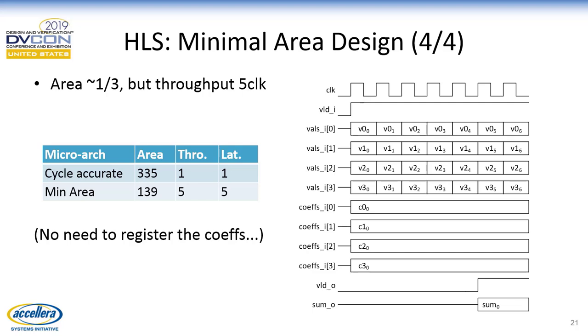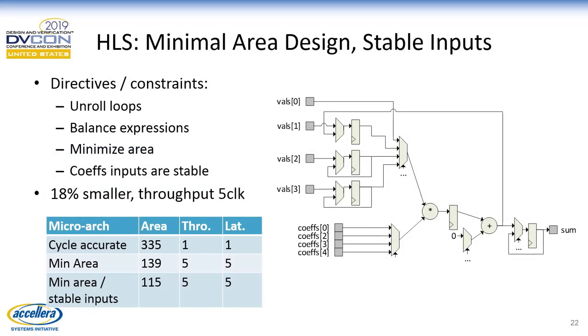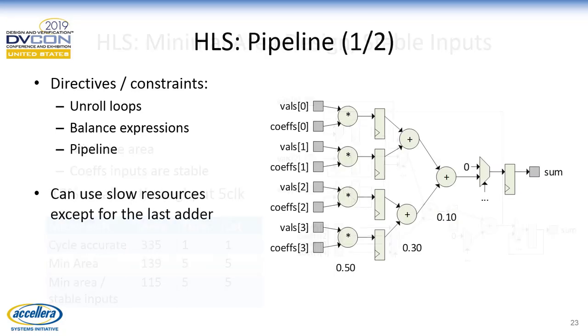One other thing that you might have noticed is that the coefficients here are constant, and we register them. So we can tell the HLS tool, don't register stable inputs. Which inputs are stable? Coefficients. This is another about 20% area reduction. Now we get this guy. So the right coefficient gets muxed into the multiplier, and so on and so forth, and we're at 115. Finally, the bread and butter of HLS, pipeline it.